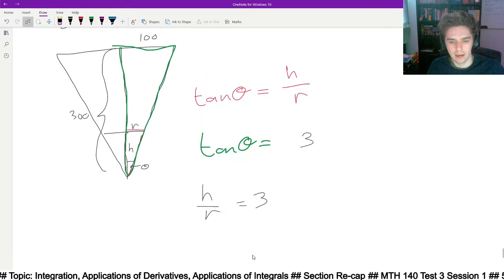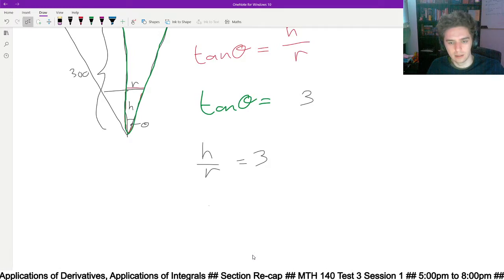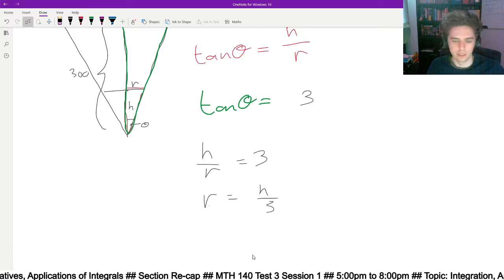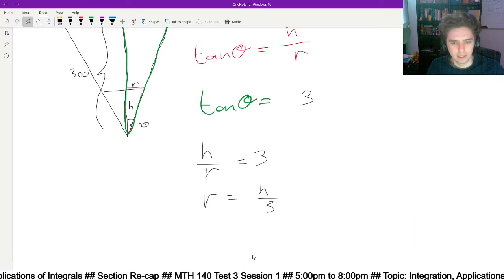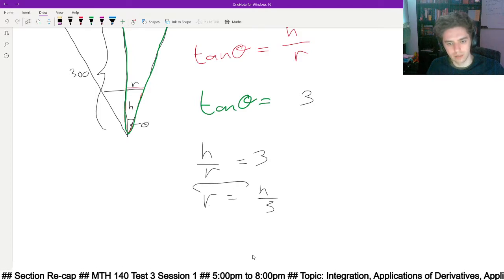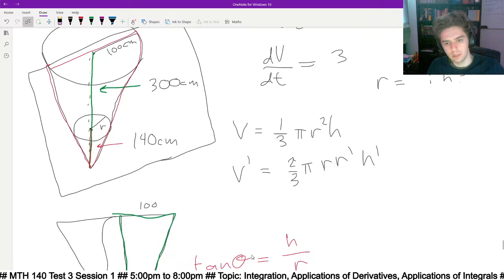So I will say r equals h over 3. Yeah, r equals h over 3. Never mind. What am I thinking about? Yeah, r equals h over 3. Good, I have an expression now. r equals h over 3. I have an expression for r, or for h. So I can go back to my formula here.